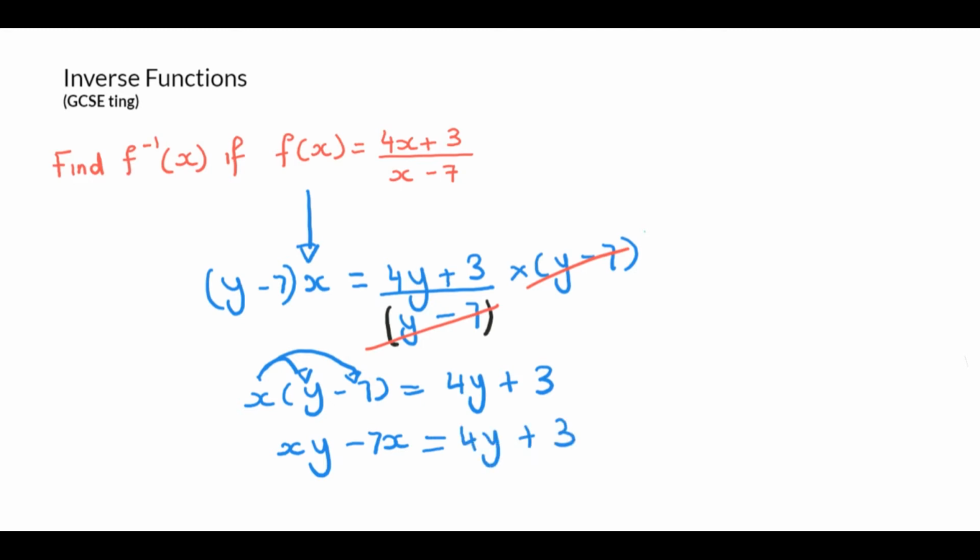Now, next step, I'm going to try to get y's on one side. So I'm going to take this 4y and move it to the left-hand side. It's going to become minus 4y. I'm going to take this minus 7x to the right-hand side. It's going to become positive 7x. So what I'm going to get now is xy minus 4y is equal to 7x plus 3.